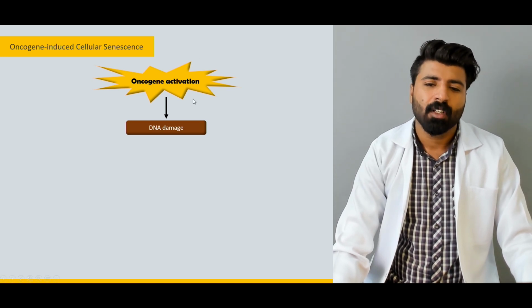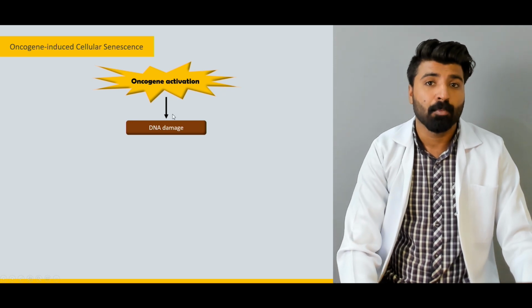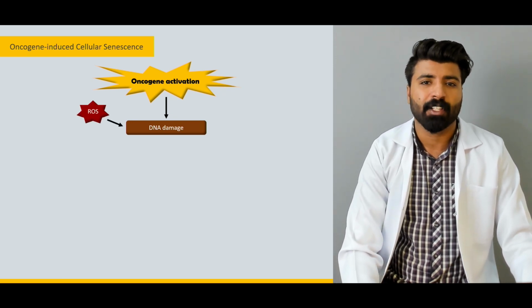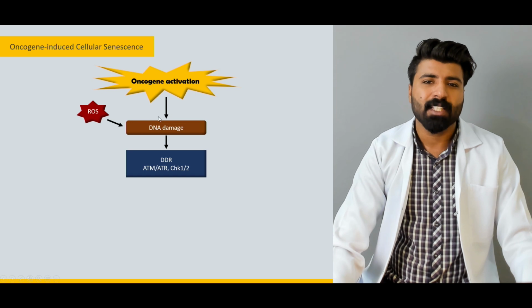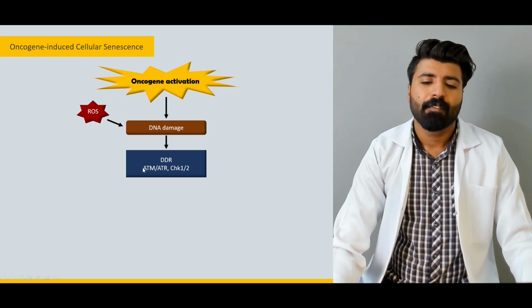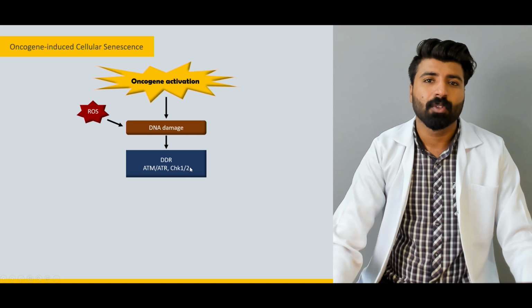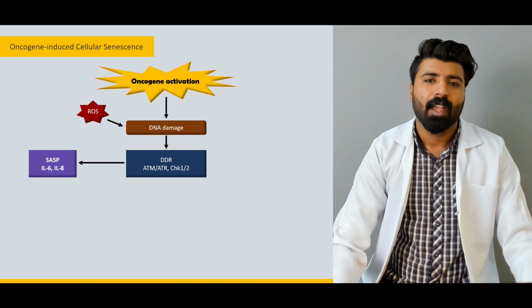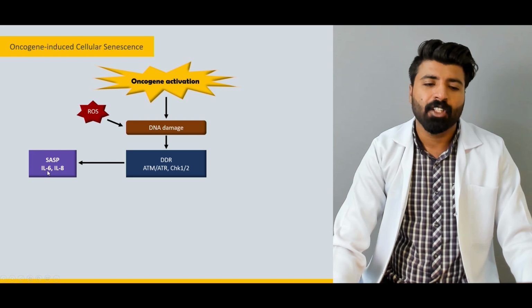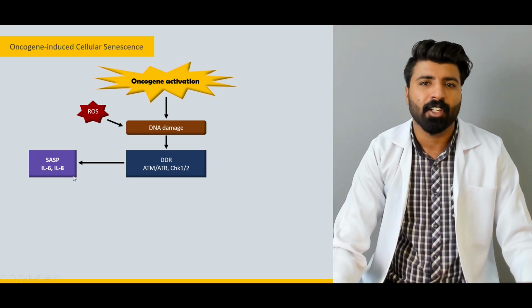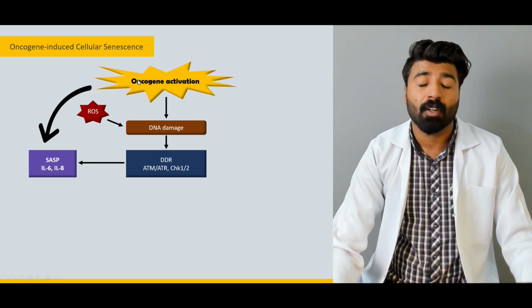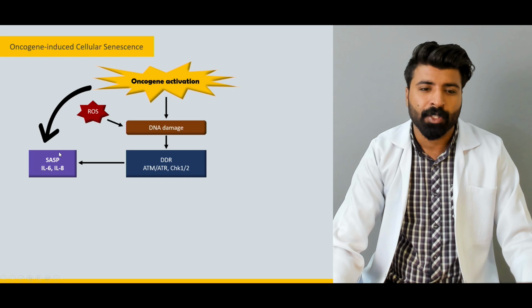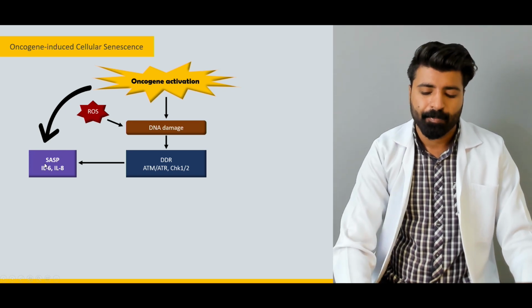So oncogene activation happens because of DNA damage, and more DNA damage happens because the oncogene is activated, and then oxidants will come in and also act on it. So DNA is damaged, which will lead to DDR, which is ATM, ATR, CHK1, CHK2, all of these will be activated. And this in turn induces interleukin 6 and interleukin 8. Oncogene activation will also have an effect on interleukins 6 and 8 and SASP.